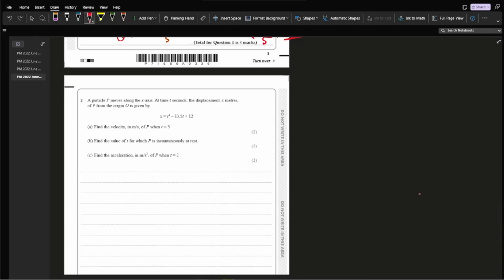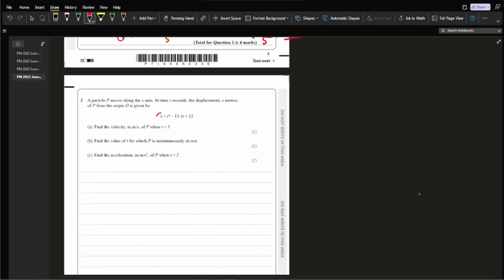Let's look at the second question. A particle P moves along the x-axis. At time t seconds, the displacement of P from the origin O is given by x equals t to the power 4 minus 13.5t plus 12. Find the velocity of P when t is equal to 3.